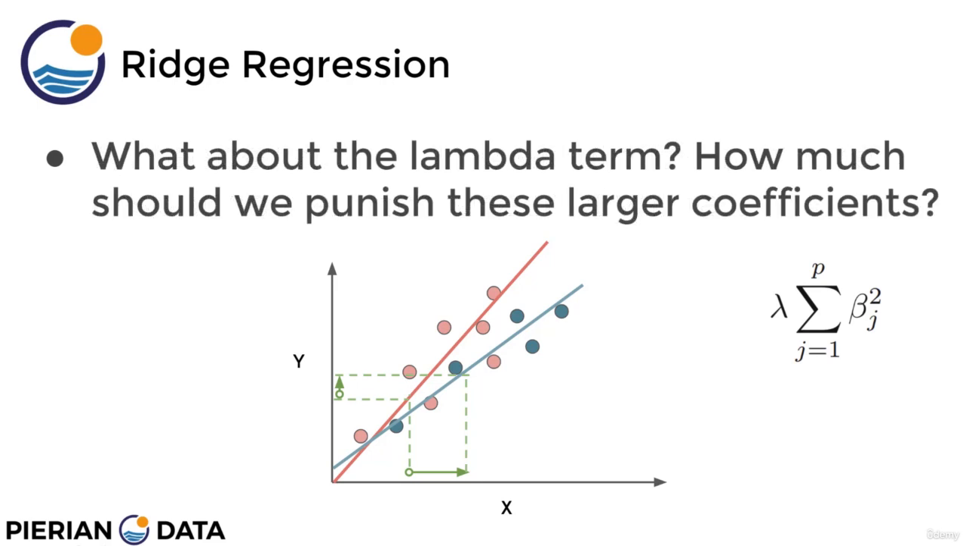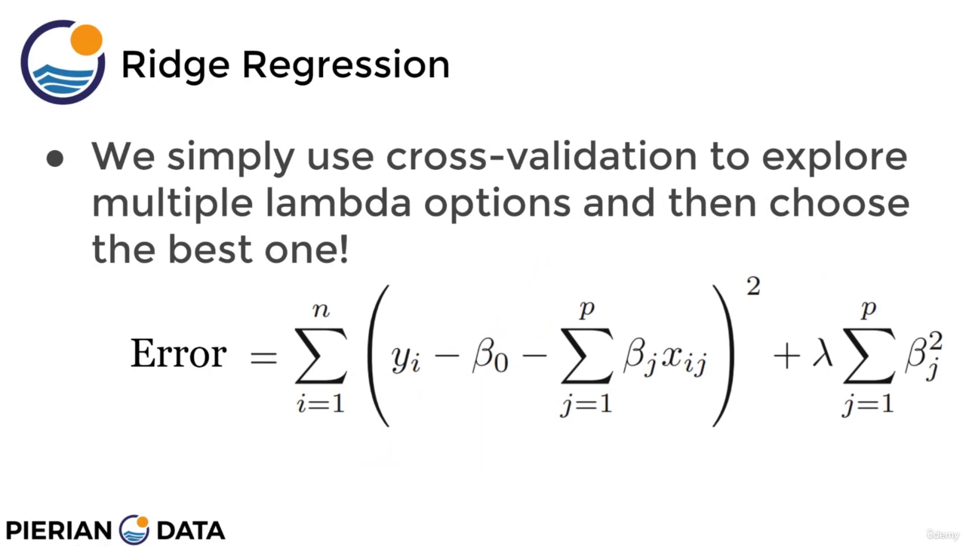Now, we still haven't talked about this lambda term. What about that lambda term? How much should we punish these larger coefficients? I just said that lambda can be anything from 0 up to positive infinity. That's quite a range to choose from. How do we actually choose the best lambda? Well, we can simply use cross-validation. What we'll do is we'll explore multiple lambda options and then just choose the best one based off the performance metrics that we already know about, such as mean absolute error and root mean squared error.